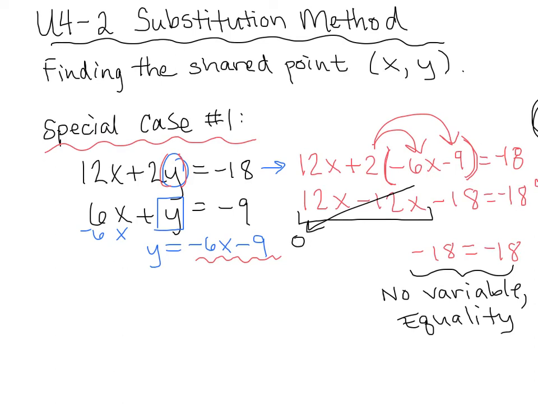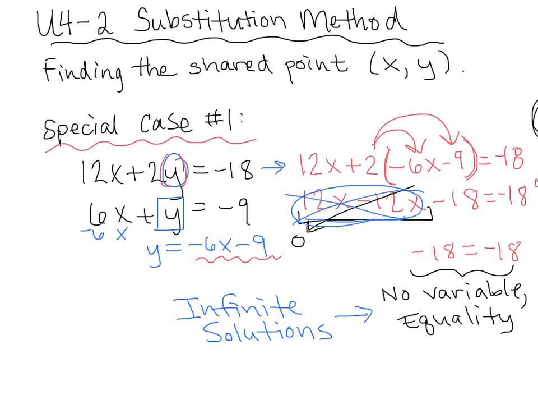This is the scenario where if we were to graph these two equations, they actually would be exactly the same line. They would lay right on top of each other, and we would say there are an infinite number of solutions. Okay, so infinite solutions. There's nothing more that you need to do to solve this equation. Once you get your variables canceling out right here to 0, you look to see if you have equality, and if you do, infinite solutions. Okay, so that's special case number 1. Let's look at the second one.